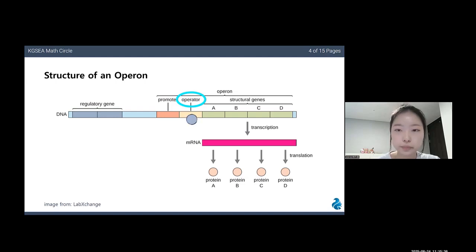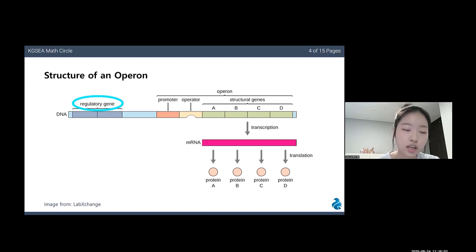Structural genes are the genes that function to make proteins like enzymes. As mentioned beforehand, these genes are grouped together and transcribed at once into a single mRNA molecule, as shown here. After the RNA polymerase transcribes the genes into mRNA, it will later be translated into the final product, or proteins, which will be done by ribosomes.